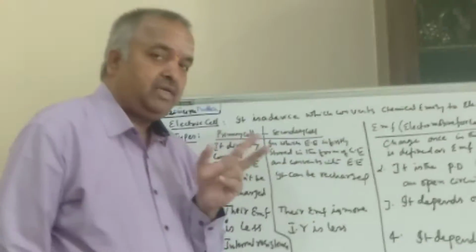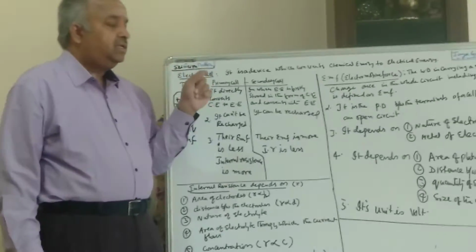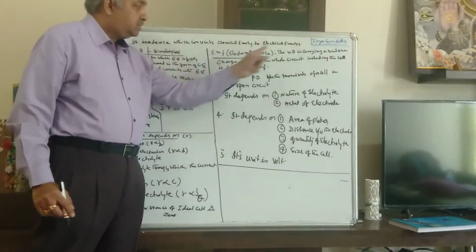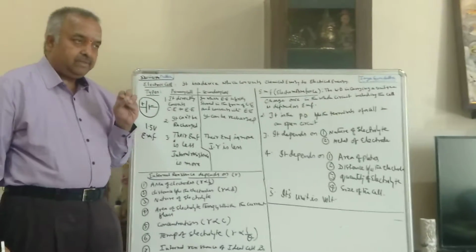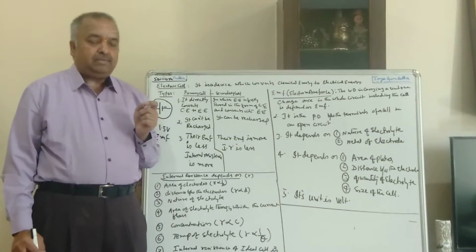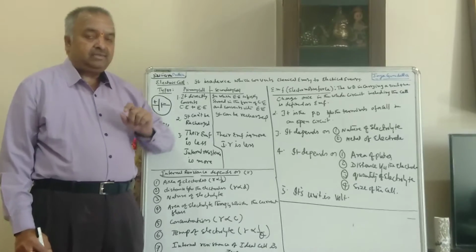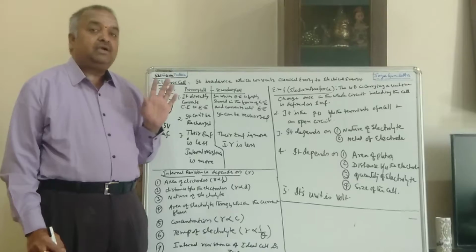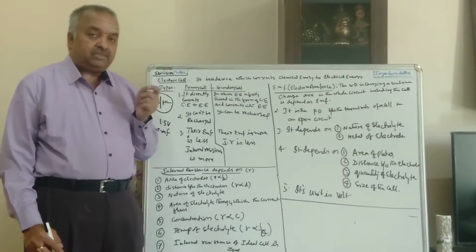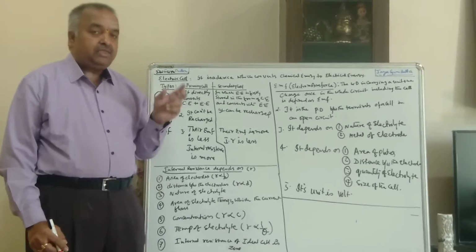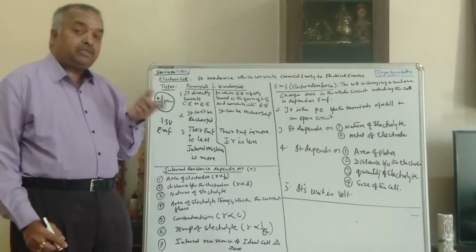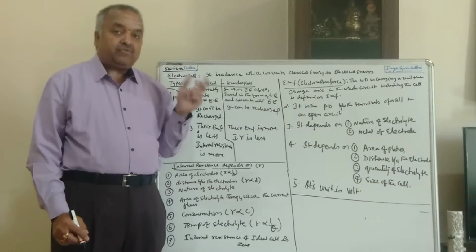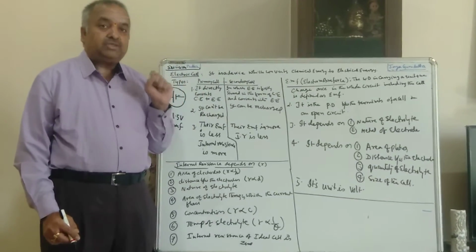There are two definitions of the EMF. The amount of work done in carrying a unit positive charge once around the whole circuit, including the cell, is defined as EMF. Otherwise, the difference in potential between the terminals of a cell when the circuit is open is called EMF. Whereas in the case of potential difference, it is the difference in potential between the terminals of a cell when the circuit is closed.